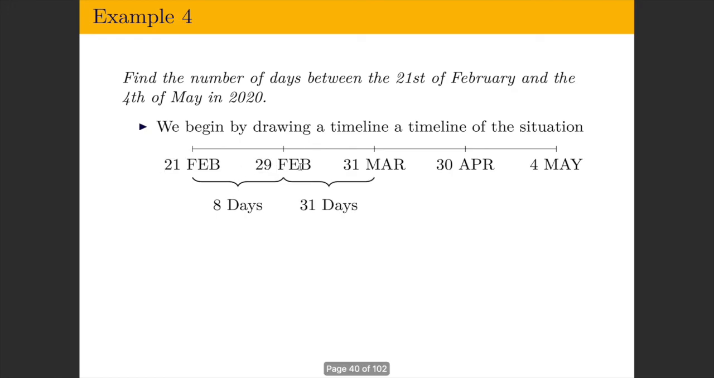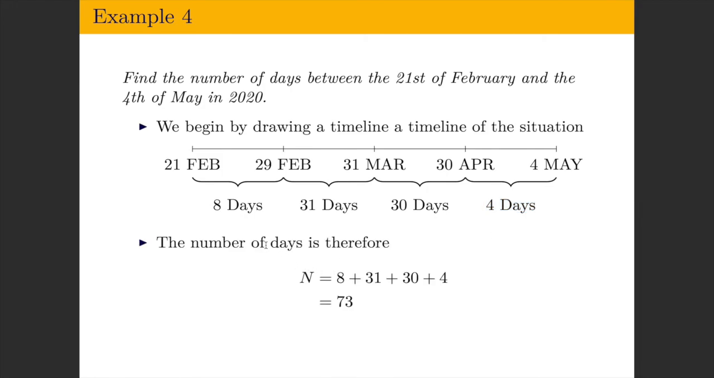Then, in the next month, we have to include the 31 days in March, so that's why I've put 31 days here. Then for April, in the April period, we've got 30 days, as you can see, because there are only 30 days in April. And finally, we have to add on those initial 4 days that we were talking about in May. And so finally, we can say that the number of days is 8 plus 31 plus 30 plus 4, which turns out to be 73.